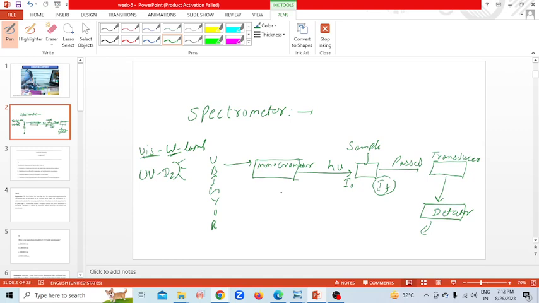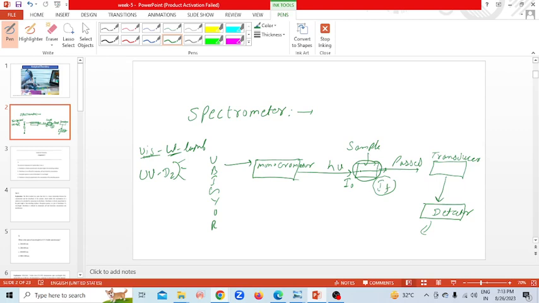Or in simple words, we can say that light is coming and passing through the sample, and we are measuring what is going on in this area, meaning how much light or how much electromagnetic radiation is absorbed in this region. According to that, we will identify which elements, or which analytes, are present in your sample, according to the data output.